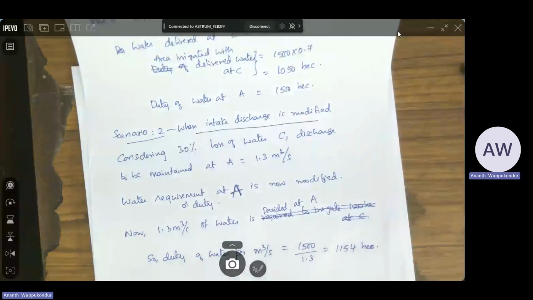Now let's take this example. So 1 meter cube per second is entering at point A into the canal system, and then there is loss by the time water reaches the field. If in the field my estimation is that 1 meter cube per second can irrigate 1500 hectares, so my duty is 1500 hectares, provided I have 1 meter cube per second. Now there is a loss of 30%. So what would be the revised area that I can expect to be irrigated?